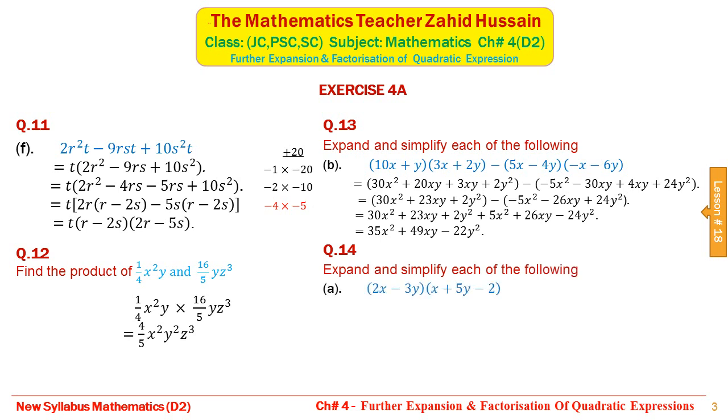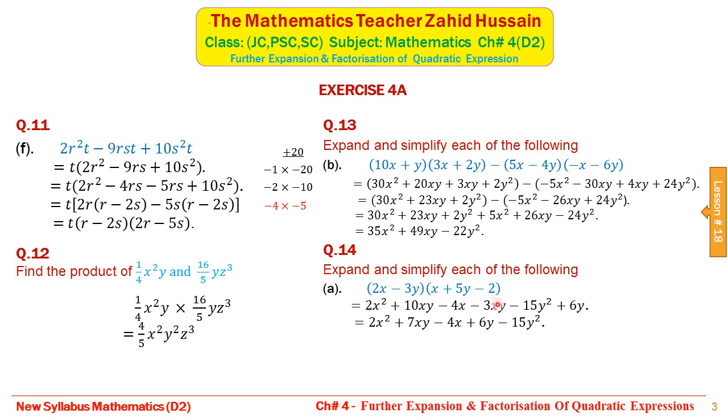Question number 14, expand and simplify again. There are two brackets. We will remove these two brackets by multiplying 2x with x, 5y minus 2, and minus 3y with x plus 5y and minus 2, and we will get this 2x square plus 10xy minus 4x, 3xy minus 15xy square, and plus 6y. Collecting like terms, there is only one term with x square.